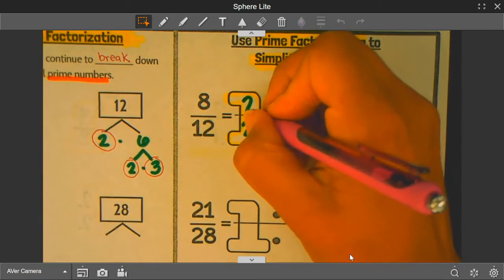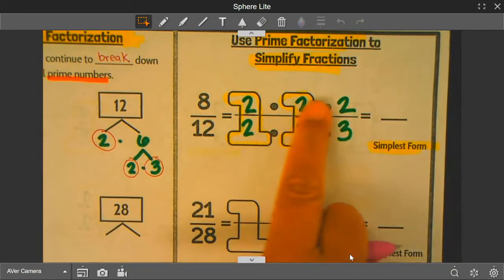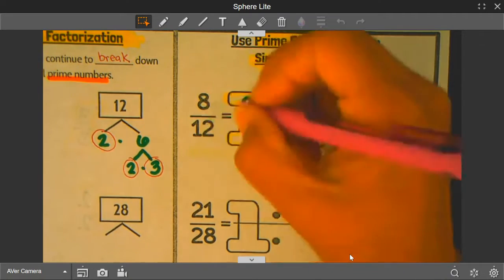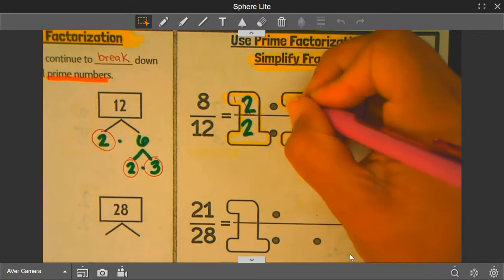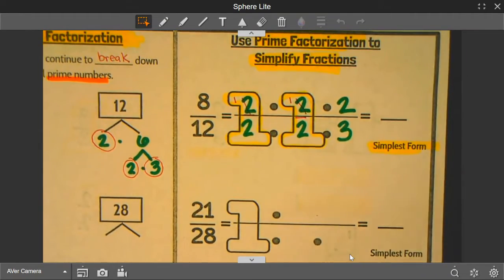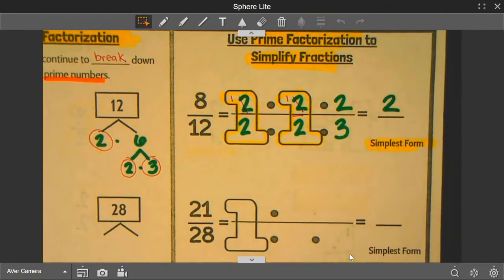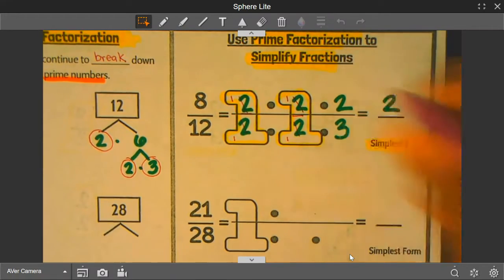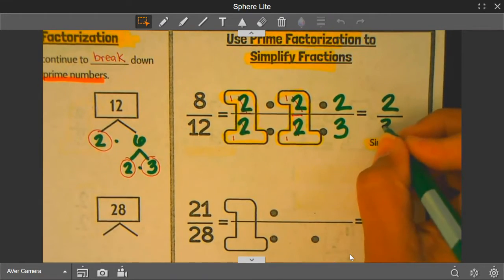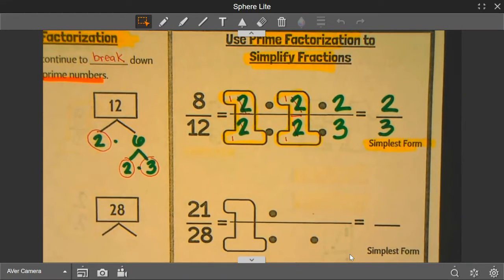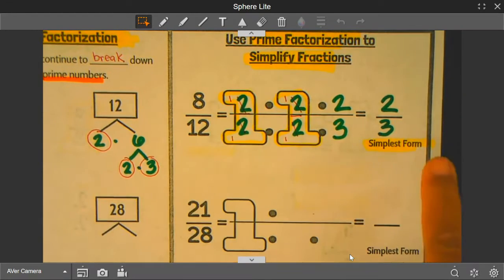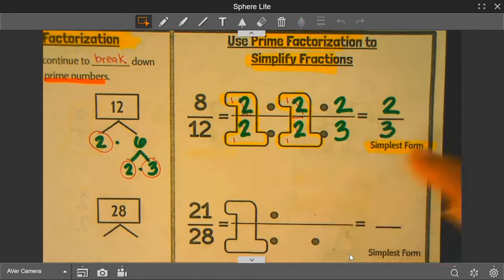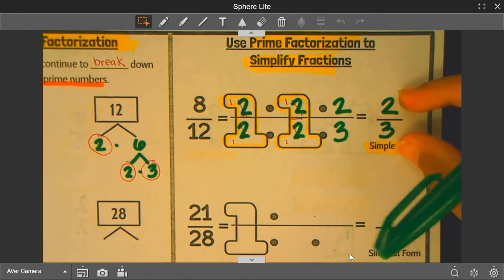All right, now that my giant ones are found, let's go ahead and multiply the numerator and then multiply my denominator. So I have 1 times 2 gives me 2. And then my denominator, 1 times 3 is 3. So check that out. 8/12 is equivalent to 2/3, and we just simplified 8/12 into its most simplest form.